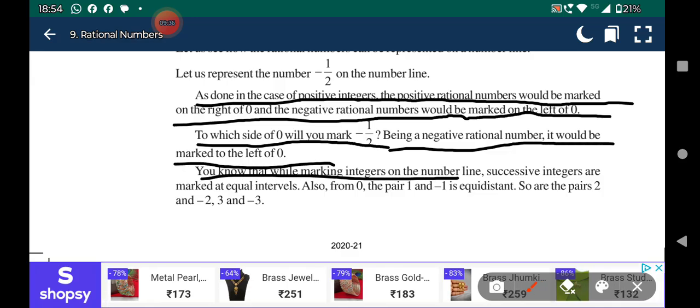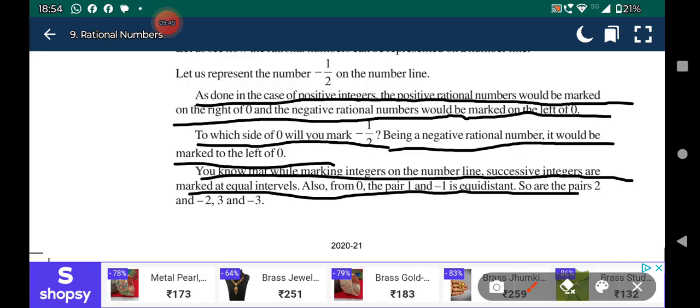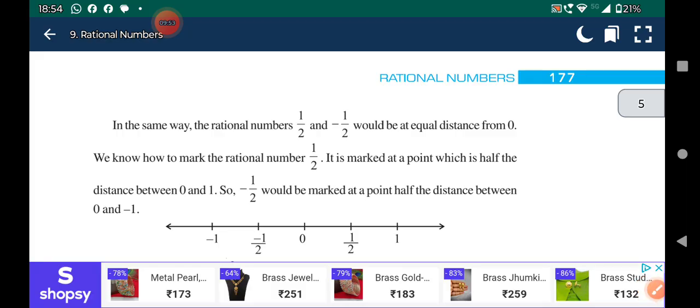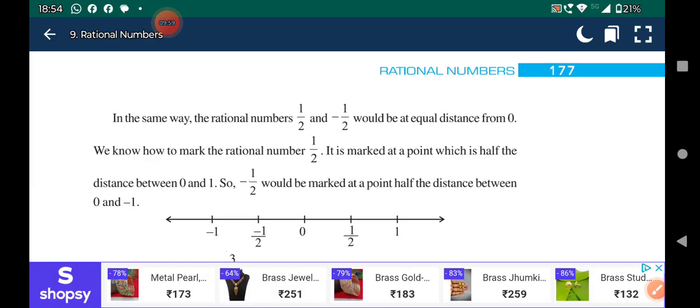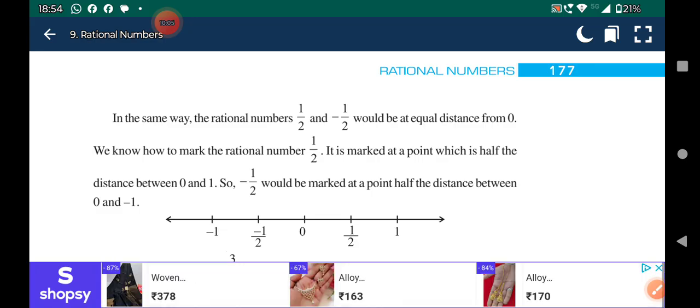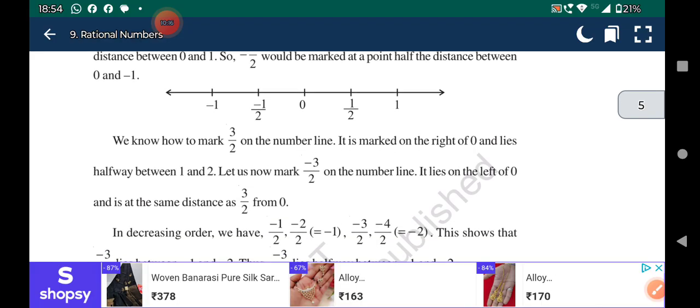You note that while marking integers on the number line, successive integers are marked at equal intervals. Also, from 0, the pair 1 and minus 1 is equidistant. So are the pairs 2 and minus 2, 3 and minus 3. In the same way, the rational numbers 1 by 2 and minus 1 by 2 would be at equal distance from 0. We know how to mark the rational number 1 by 2. It is marked at a point which is half the distance between 0 and 1. So minus 1 by 2 would be marked at a point half the distance between 0 and minus 1.